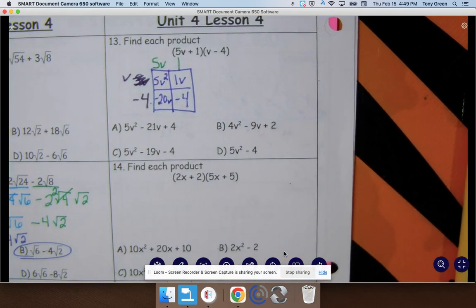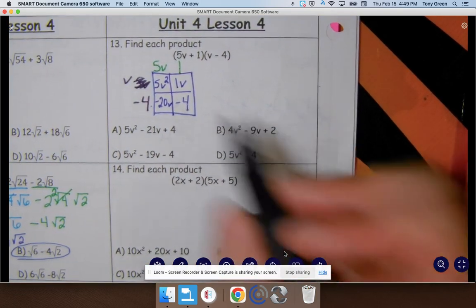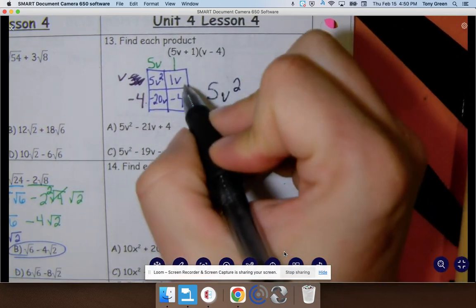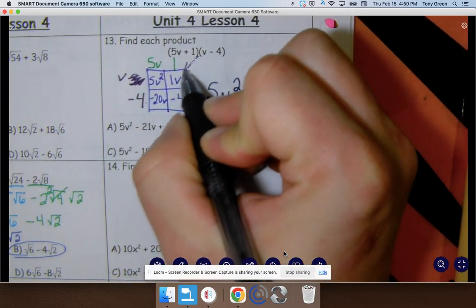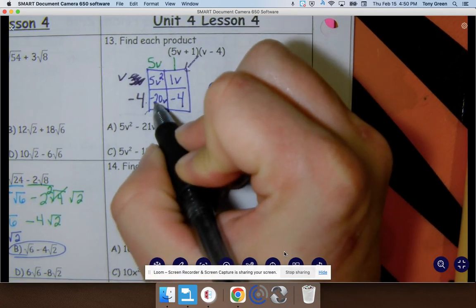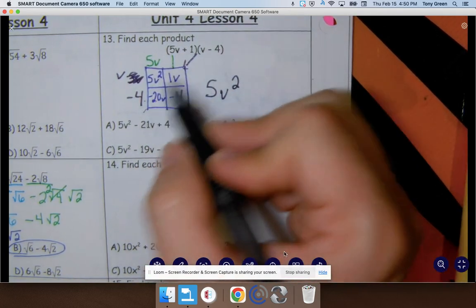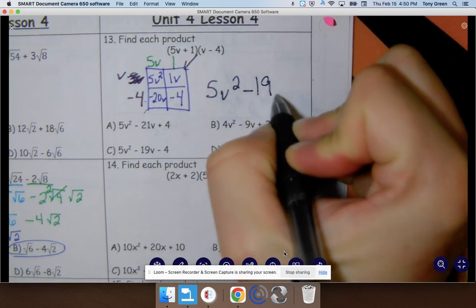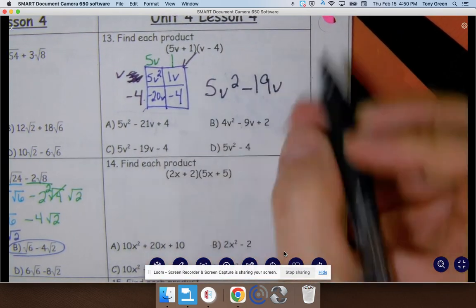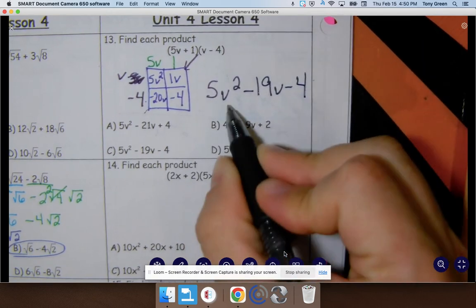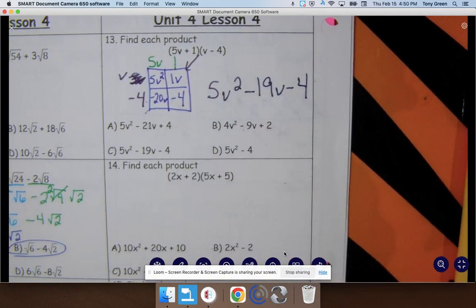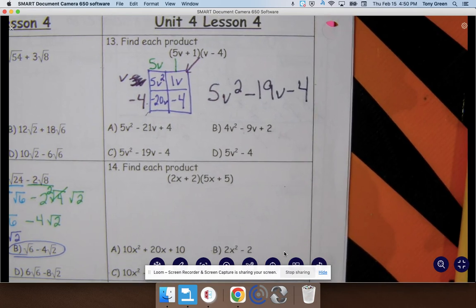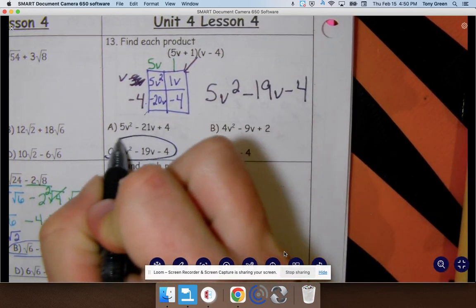So now we just want to combine our like terms. Okay, so we got 5v squared, and we want to combine these on the diagonal. So negative 20v and positive 1v are like terms. We have more negatives than positives, so it's going to be negative 19v and then minus 4. None of these are like terms, so we can't combine anything else. So 5v squared minus 19v minus 4 is C.